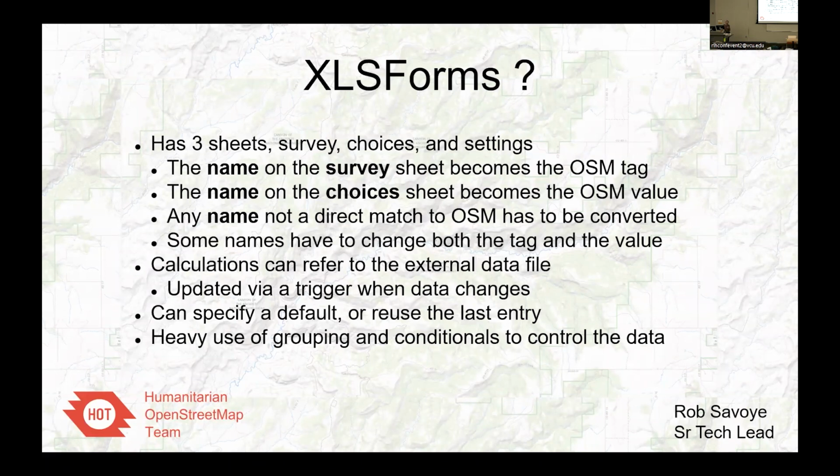Basically, it's a spreadsheet and it has 3 sheets. There's a survey sheet, which has all your questions. And there's a choices sheet, which is all your values. And then there's a settings sheet, which we don't really care about.